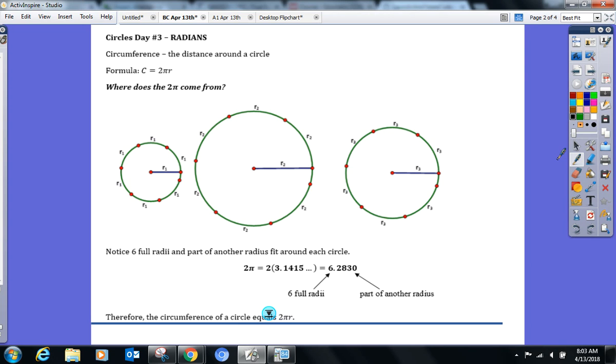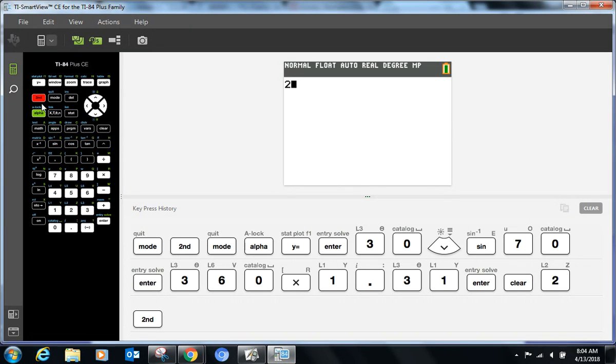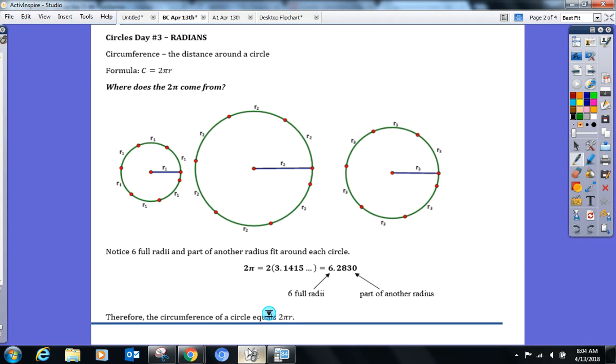6 and change. What's the formula for circumference again? 2 pi r. Everyone have a calculator with them? Can you please find me the full decimal equivalent of 2 pi? And it comes out to be 6 and change. Okay? That's where that comes from because you can fit 6 and a little more radii around any circle. All right? So that's why the circumference formula is 2 pi r. That's where it comes from.